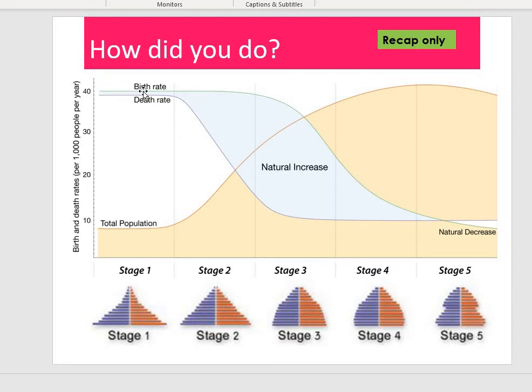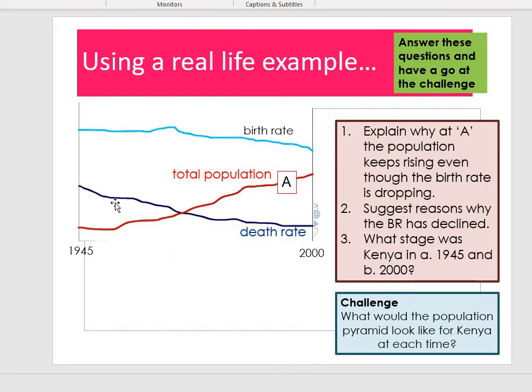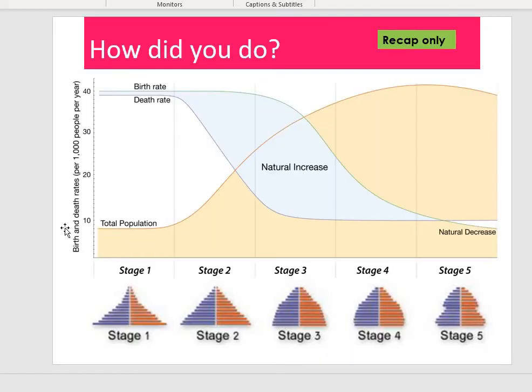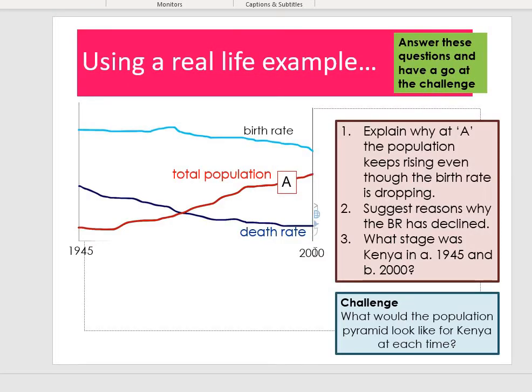We've got a high and pretty steady birth rate. The death rate is a little bit high, as compared to the graph we've just looked at there. We can see the death rate is here, but the population is low and stable. So the best fit we've got for that is for stage 1. So see if you can do that for 2000. Have a look at what's happening.